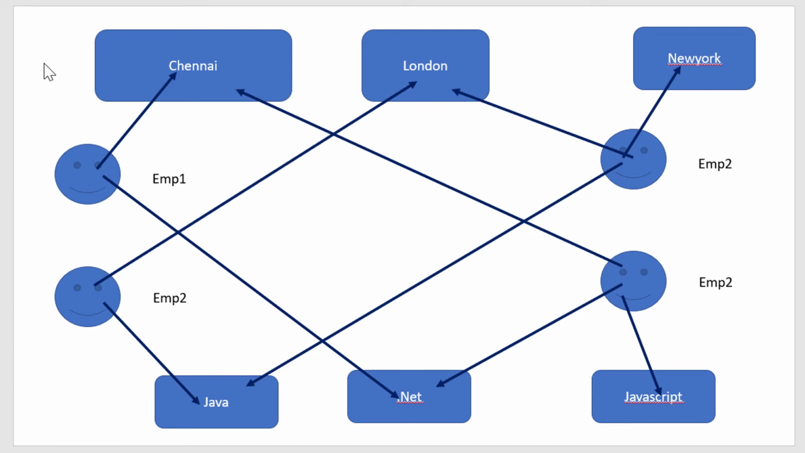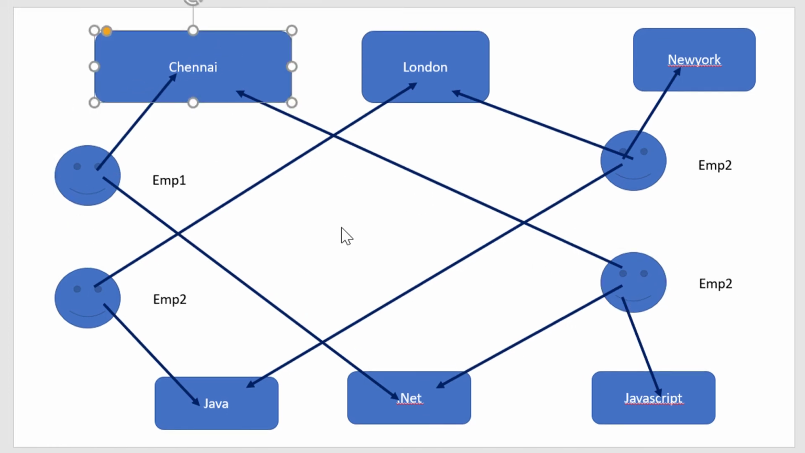Let us take an example. I want to look for a person who can work in .NET technology and from the Chennai location. I will be looking for the person who can work in .NET technology. That is employee 2 as well as employee 1. Both of them can work from the Chennai location.